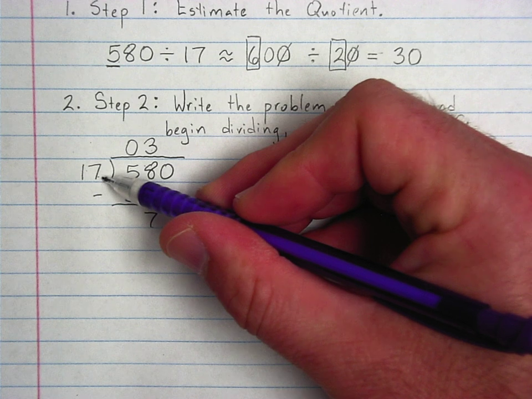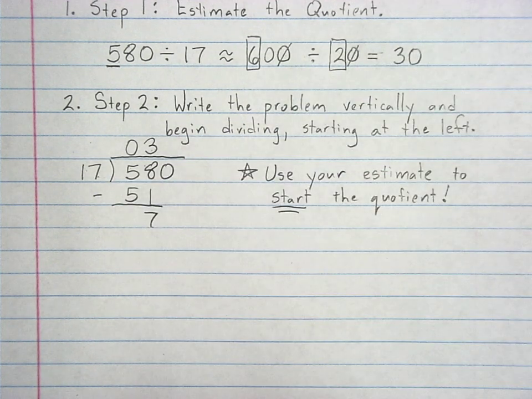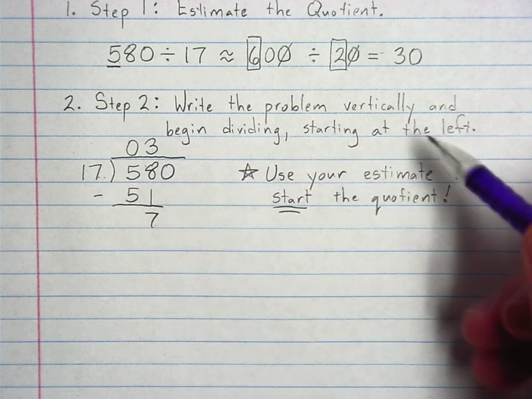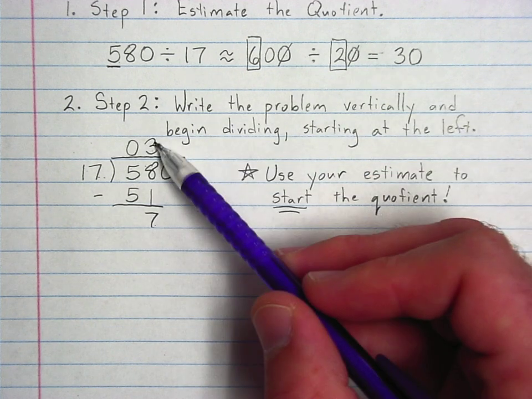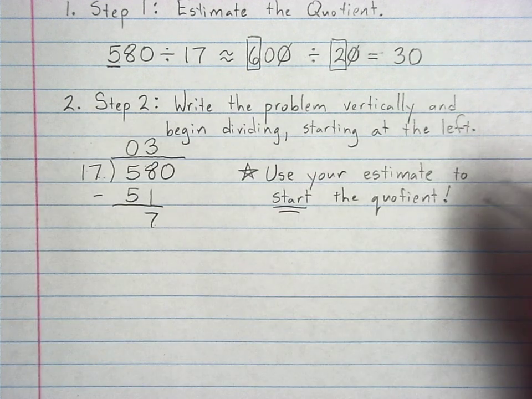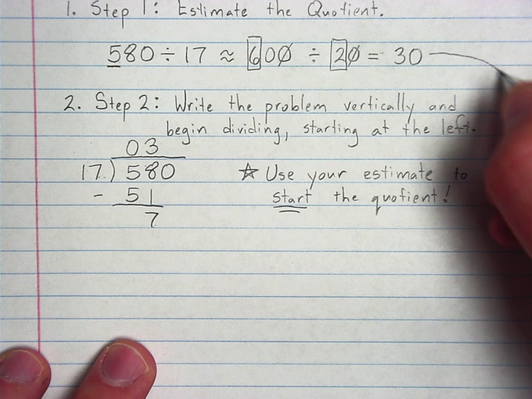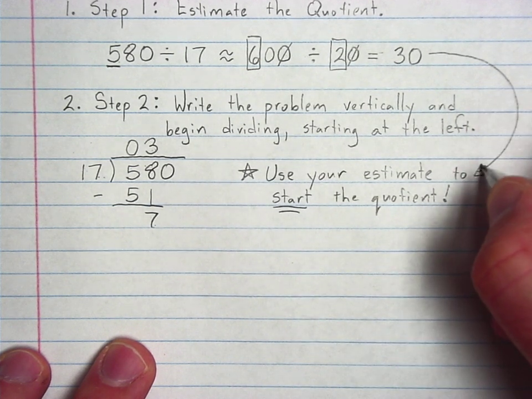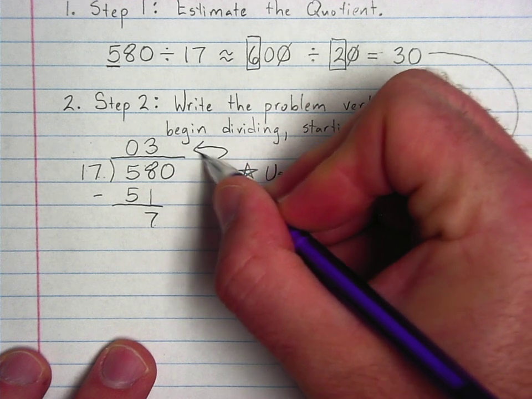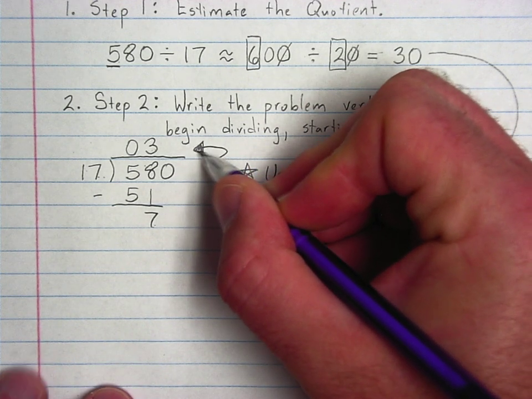7 is less than the divisor, so that's good. That'll work. If this had been greater than the divisor, then my quotient would have been too small. I would have needed to bump it up. Okay. All right. So remember, use your estimate. Use your estimate to start your quotient.